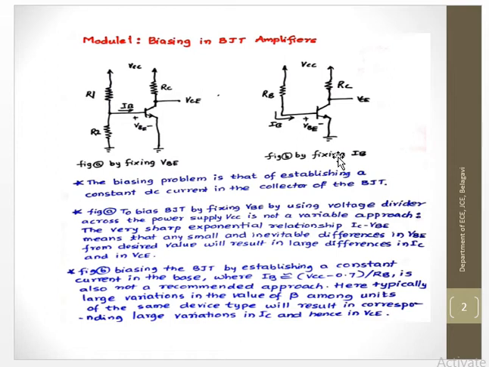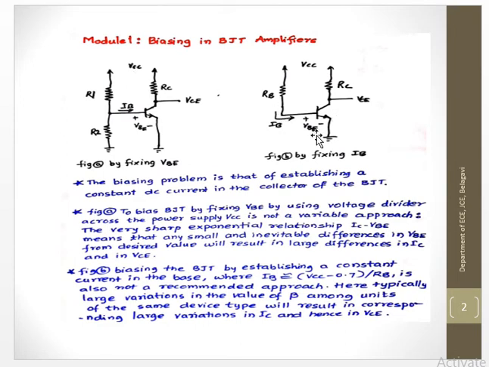here we are shown two circuits. This one is the potential divider circuit, also referred to as the voltage divider circuit. This is the fixed bias circuit. If you observe here, there is a potential divider R1 and R2 in series. Voltage across R2 is connected to the base terminal.